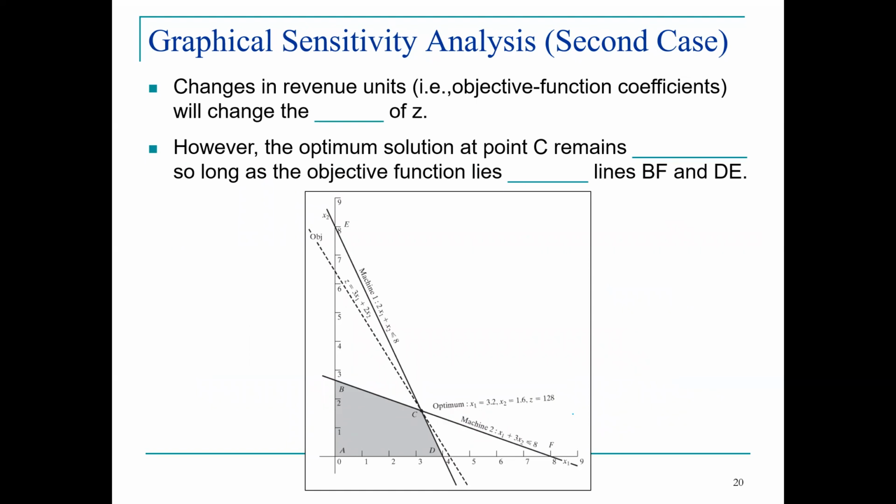So now we're going to focus on that first part. We were focusing on the right-hand side of the constraints. Now we want to see how changes in the revenue units or the objective function coefficients will change the slope of the optimal solution. However, the optimal solution at point C remains unchanged so long as the objective function lies between lines BF and DE.